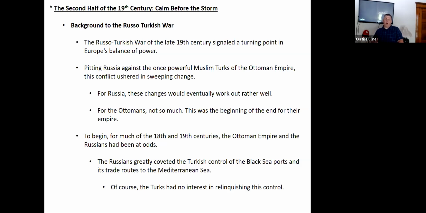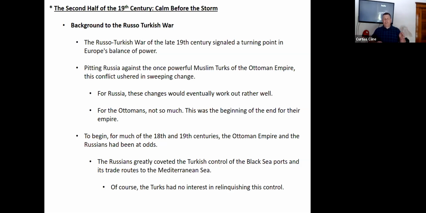And they go to war over these natural resources, particularly because of Russia's desire for a warm water port, which has been the constant historic theme of Russia since Ivan the Terrible. So they end up going to war. The Russo-Turkish War of the late 19th century signaled a turning point in Europe's balance of power. It pitted Russia against the once powerful Muslim Turks of the Ottoman Empire, and this conflict ushered in sweeping change.